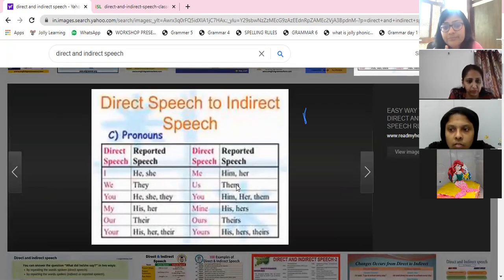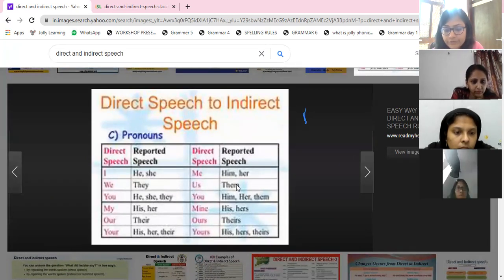Also, as I told you, pronouns will also be changed. So I will become he or she. Like here I'm saying, I read English. And when you report it to someone, it will be she. So these are the changes for the pronouns.